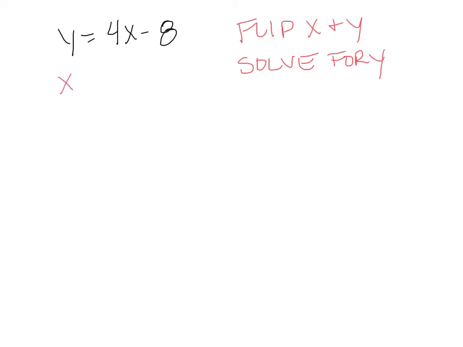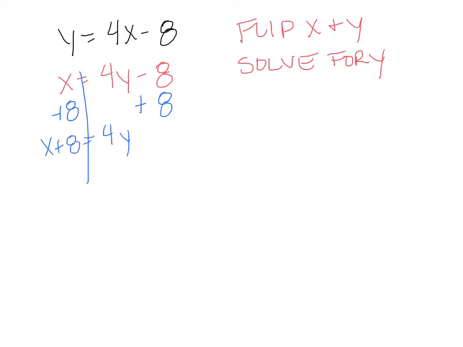So we're going to end up with x equals 4y minus 8. Got to add 8, so we get x plus 8 equals 4y. And we're going to have to divide by 4. And then we'll have our inverse. So the inverse is x plus 8 divided by 4.